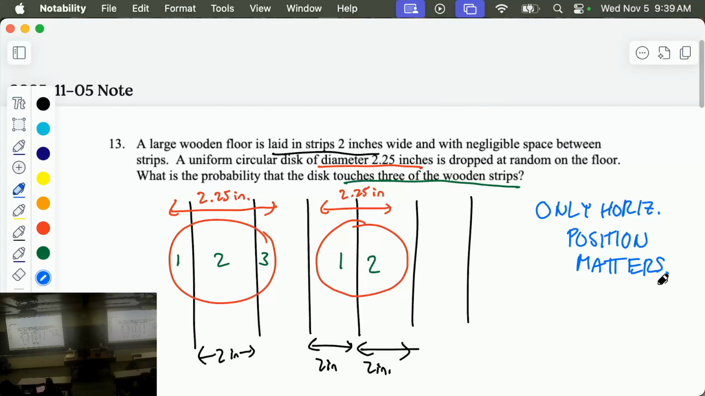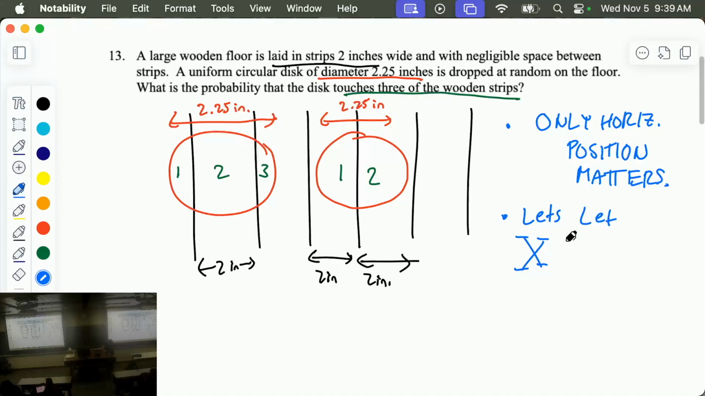And to measure the horizontal position, let's use a random variable called X. Let capital X, random variable, be the position. And this is why it fits into our framework. This random variable X is one of these continuous random variables that can be any number, not just like 1 or 2 or 3, but anything inside some interval. The interval is probably going to be 2 inches. But let's see what that is.